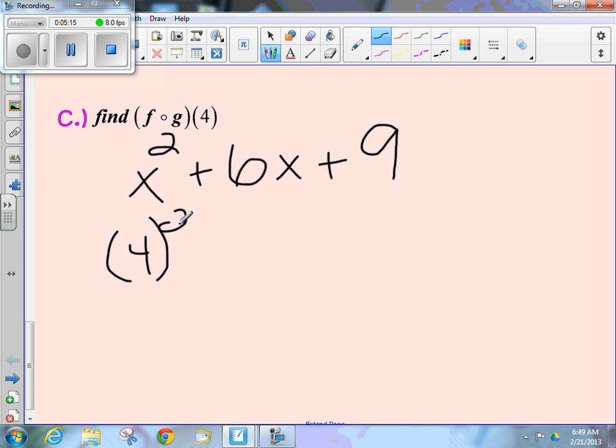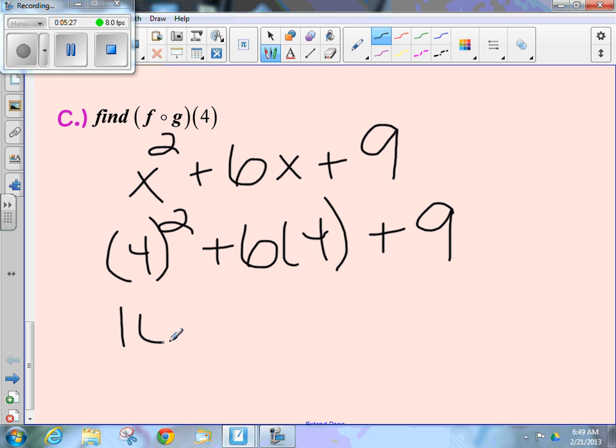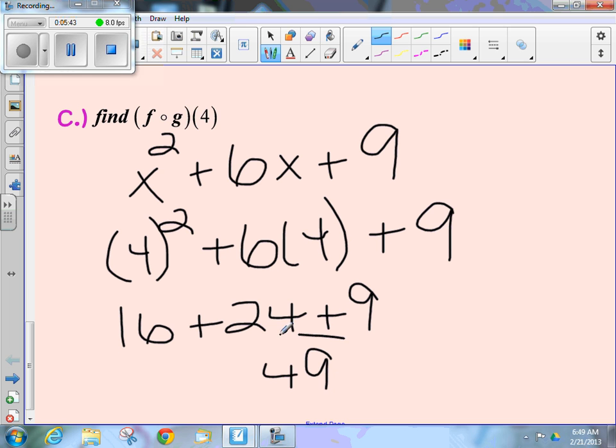I'm going to plug in a 4 here, so I have a 4 squared. I'm going to plug in a 4 here, so I have a 4 times 6 plus 9. 4 squared is 16. 6 times 4 is 24 plus 9. What's 16 plus 24? That's 30, 40 plus 9 more. You should end up with 49.